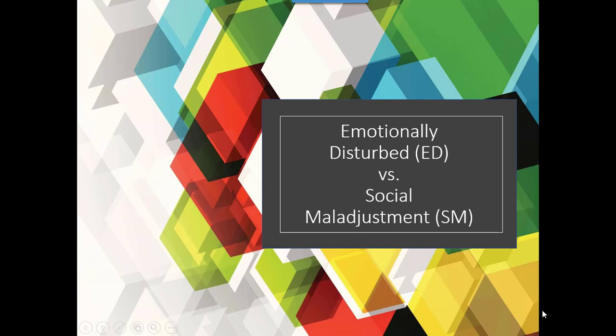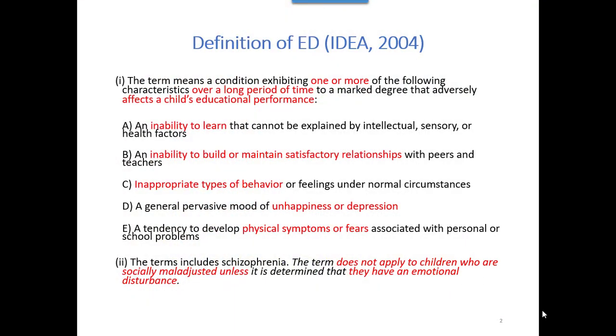This is a discussion comparing the special education diagnoses of emotionally disturbed with social maladjustment. So, within the field of special ed, I've mentioned this before, but there are 13 areas of disability. And within those 13 areas, only a few have anything to do with social emotional issues, one of which is autism. That is its own standalone diagnosis.